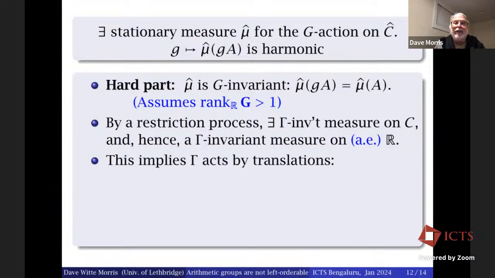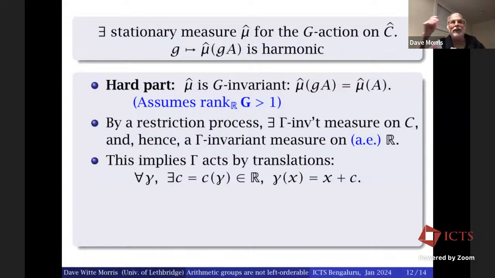If gamma acts on R and preserves the Lebesgue measure, say it's preserving some measure, might as well be Lebesgue measure, it's acting by translations. For every gamma, there's some C, which depends on gamma. It's just a real number. So that gamma of X has to be just X plus C. The only homeomorphisms that preserve Lebesgue measure, that's the same as preserving distance, are just translations. Well, the orientation preserving homeomorphisms.